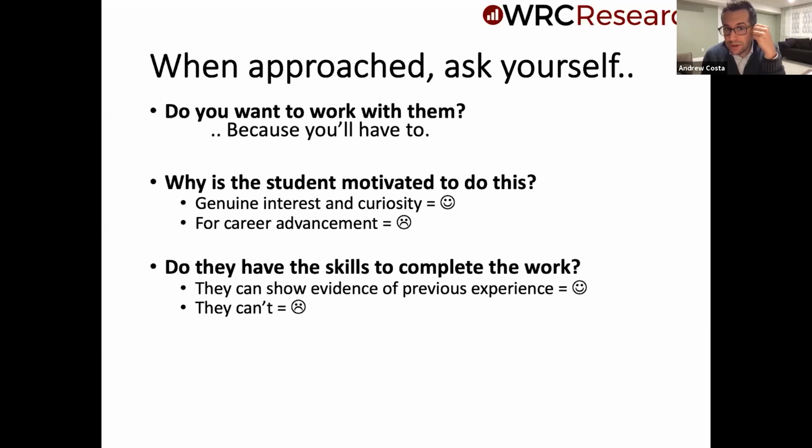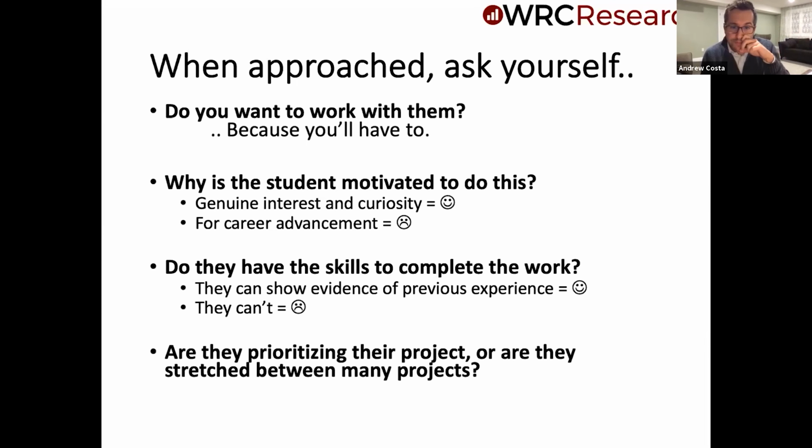Do they have the skills to complete the work? And in particular, how do you know that? Can they show evidence from previous experience? What have they done in the past to showcase that they can get the work done that they're proposing to do, or the work that you need done, or the skills that you know are required for the project? If they can't, again, it's usually not a good idea to proceed, even though you might like them and they might be motivated. So the first two might be there, but the third might not. Lastly, are they prioritizing their project, or are they stretched between many projects? You don't do them a favor by inviting them to take on one more thing if they can't complete the previous. Maybe you might be able to help them prioritize so they can be successful.